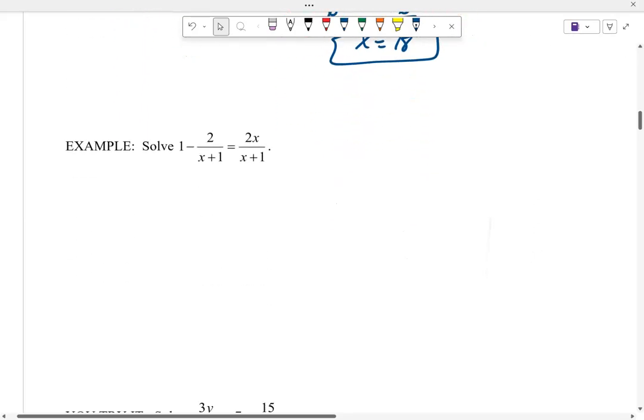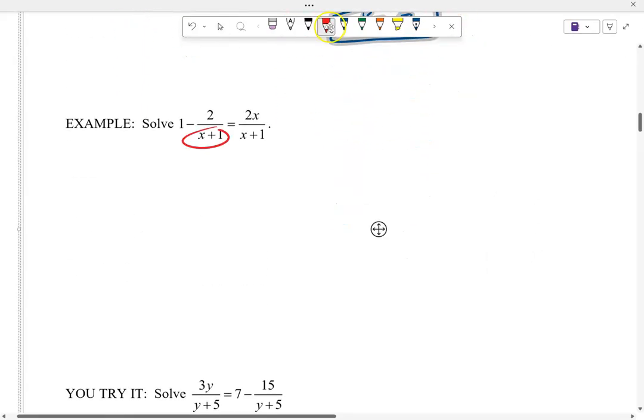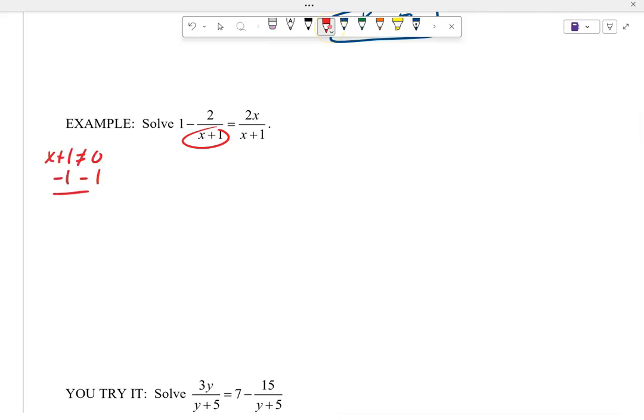If I'm looking at this next one, notice here x cannot be negative 1. So note that: I cannot have x being negative 1. If I get that as my answer, I have to throw it out. That will not be my answer. All right, let's go ahead and work the problem here.